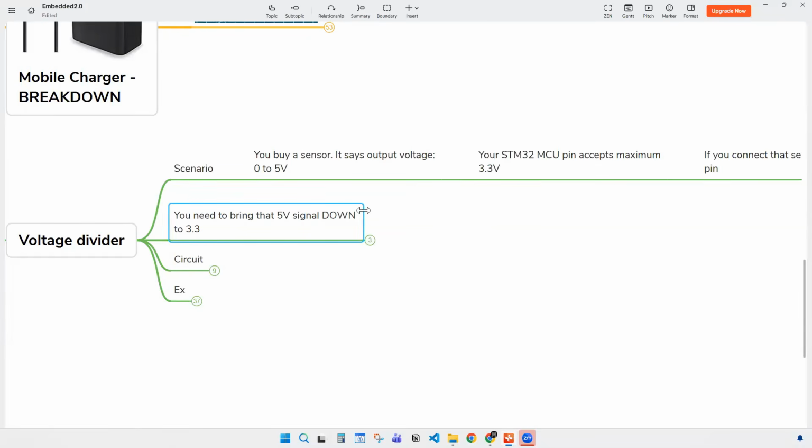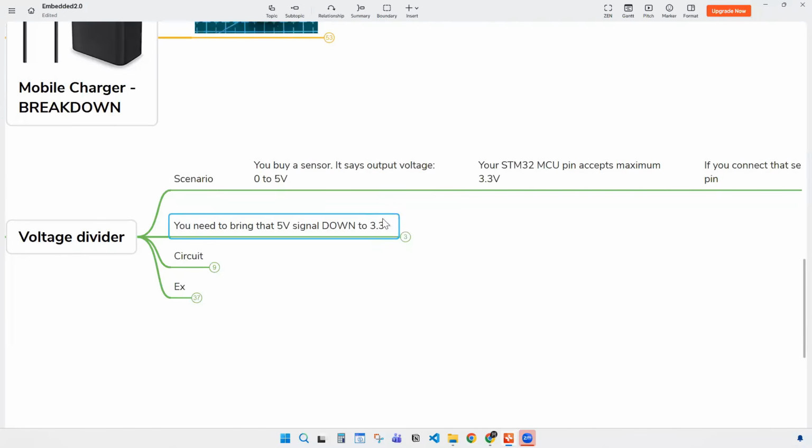So now we need to bring that 5 volt signal down to a 3.3 volt signal. That is the solution we have. How can we do that? By using the voltage divider circuit. We should not change the power supply, because the sensor is already compatible with 5 volts. The sensor is going to work only if it is getting a proper 5 volts. Otherwise, it won't work.